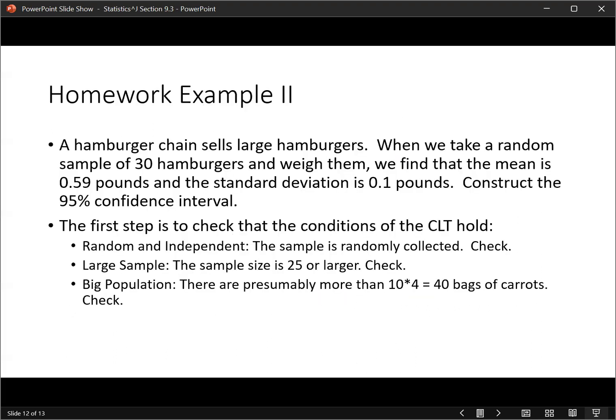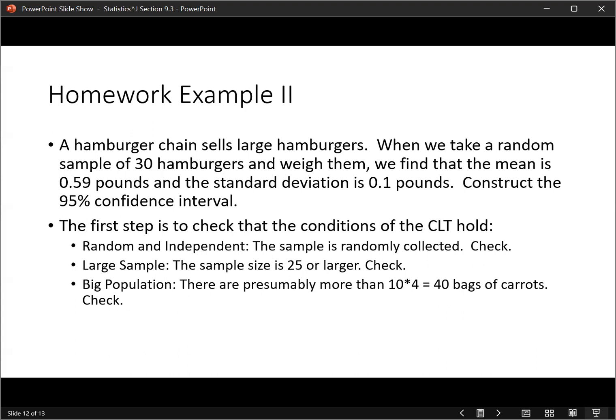Okay, so one more example. A hamburger chain is selling large hamburgers. We take a random sample of 30 burgers and weigh them, and we find that the mean is 0.59 pounds and the standard deviation is 0.1 pound. Now it wants us to construct a 95% confidence interval.